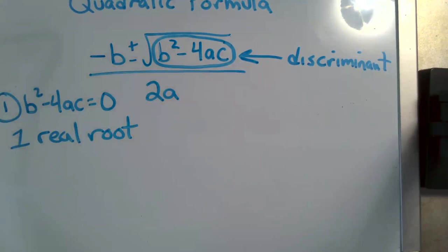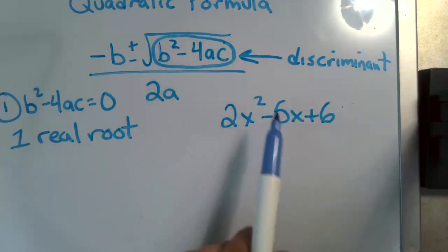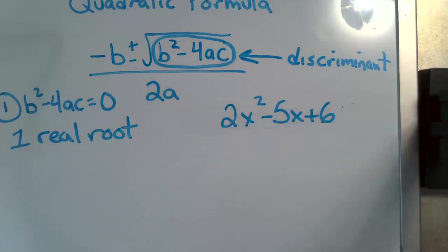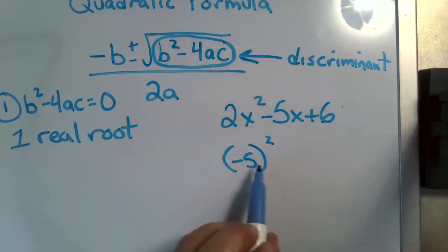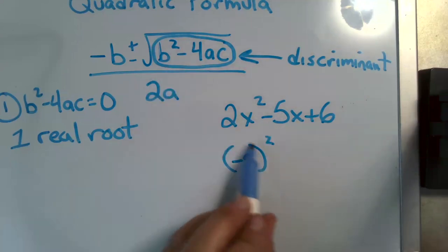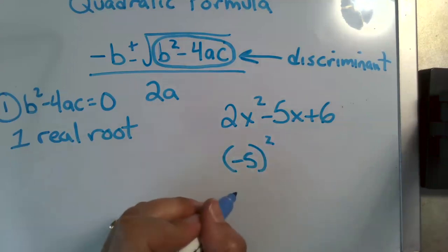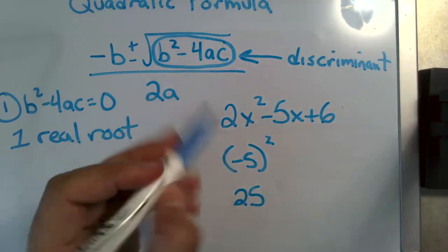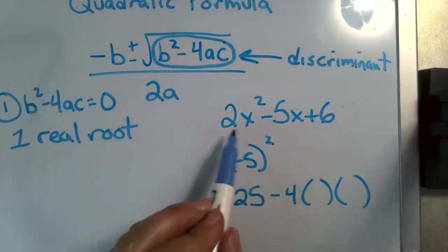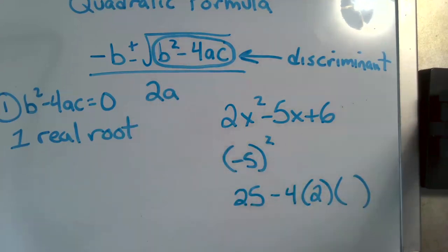Let's look at a different example. So let's take a look at 2x squared minus 5x plus 6. Well, our b squared, negative 5 squared. Don't forget to put parentheses around that, because when you square anything, positive or negative, you get a positive number out of it. Okay, minus 4 times our a is 2, our c is 6. When we simplify, that becomes 25 minus 48, which becomes negative 23.